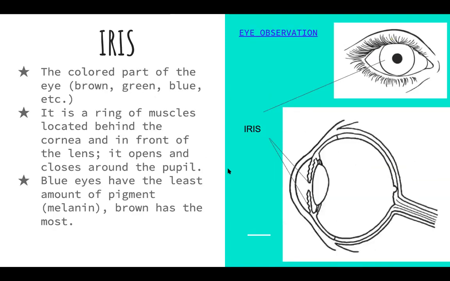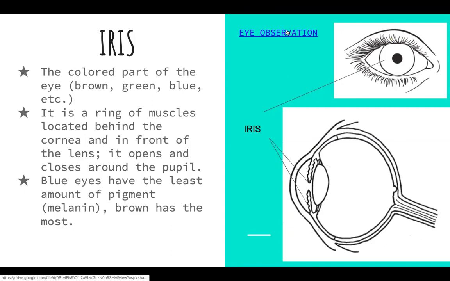Your iris is the colored part of the eye. It could be brown, green, blue, hazel, whatever it may be. It's a ring of muscles, and it's located directly behind the cornea. So remember, your cornea is up in here, this clear spot. It's also in front of the lens, which is this part back in here, which we'll talk about in a little bit. And it opens and closes around the pupil, right in here. Blue eyes, fun fact, have the least amount of pigment or melanin, and brown has the most.